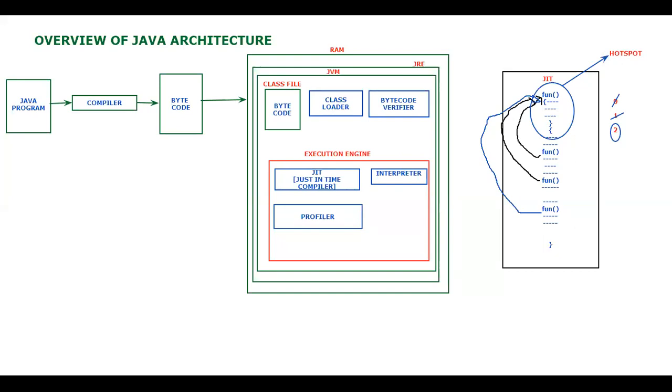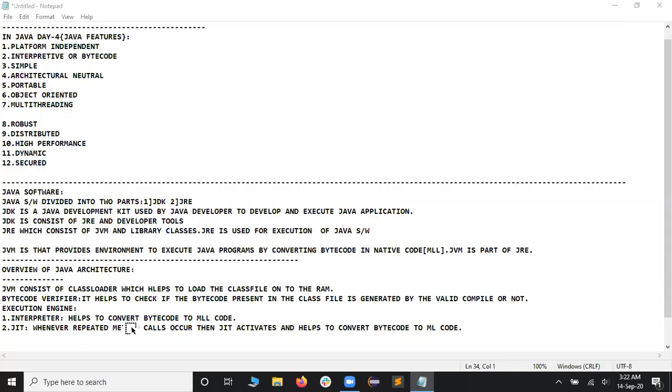So this is the basic overview of the JVM. That's why I've given the overview of the Java architecture. In detail, I'll be explaining the internal architecture of the JVM completely when the time comes. So for this class, let us quickly go to the notes and check it out. Okay, so till the just-in-time compiler we have done here.